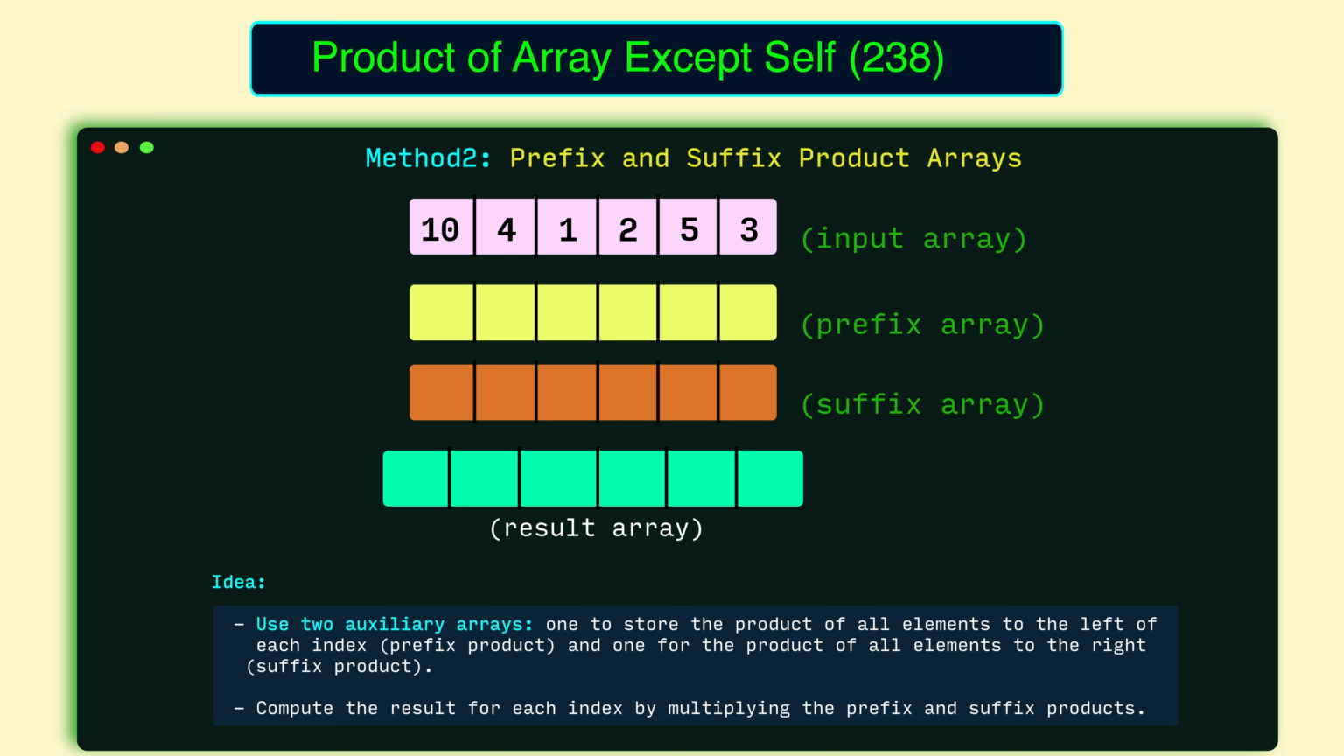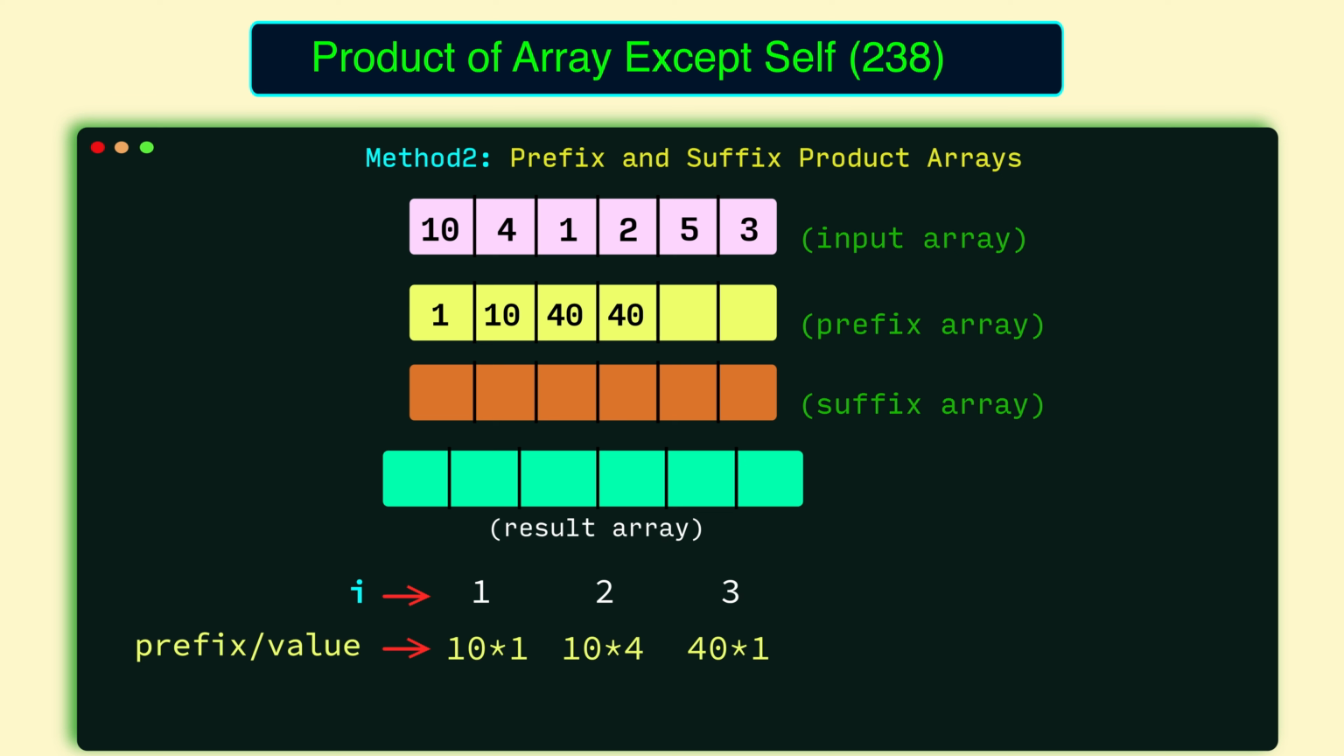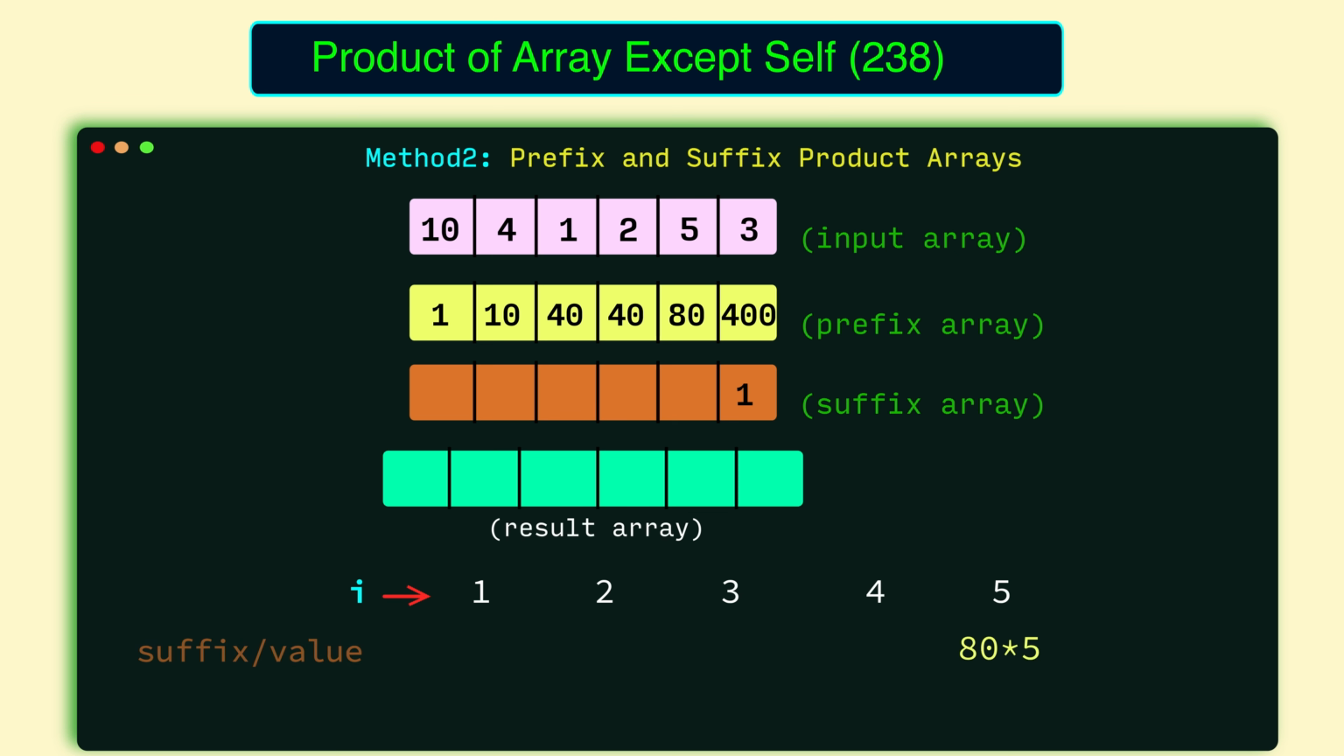So as shown in the visualization, we are calculating the prefix products for each element and filling the prefix array. For the 0th element, the prefix product will be 1 since there are no elements to the left of it. For the first element, the prefix product will be 1 multiplied with 10 equals 10. For the second element, it will be 10 multiplied with 4 equals 40. For the third element, it will be 40 multiplied with 1 equals 40.